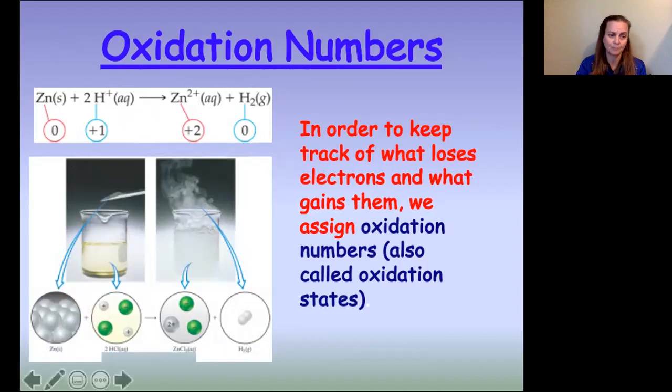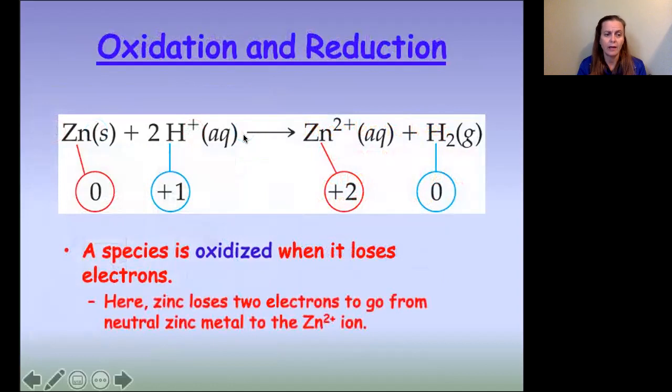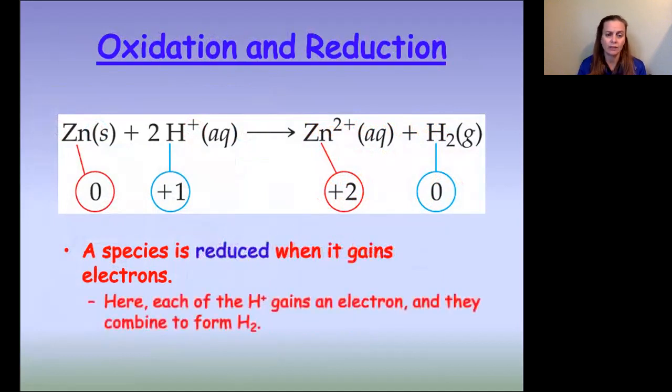So if we look at the example of zinc reacting with hydrogen ions, so zinc reacting with some acid, we get zinc ions and hydrogen gas. We're going to take a look at zinc here, and zinc is going to lose electrons. It goes from its elemental state to its ionic state, and in its ionic state, it loses 2 electrons. So it's oxidized. And then we have our hydrogen being reduced. It's gaining the electrons that zinc is losing. So each of the hydrogen ions gains an electron, and they combine to form hydrogen gas.